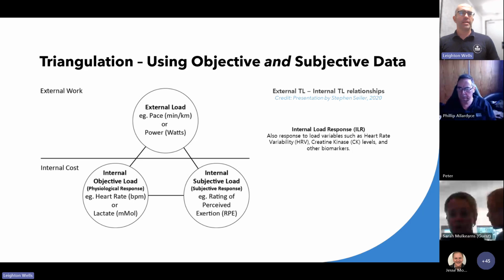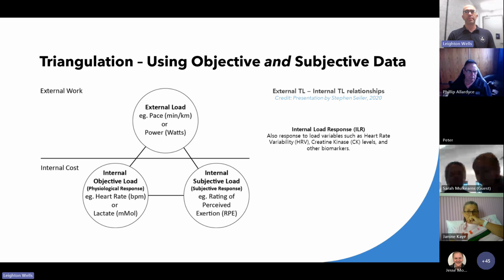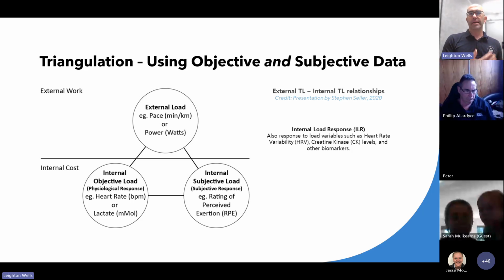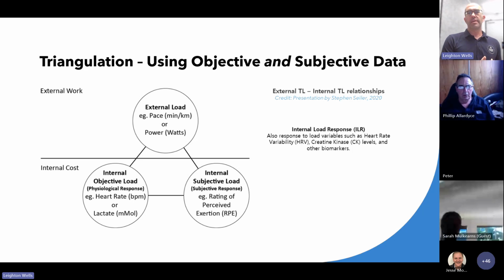I now want to draw your attention to another concept that was presented in a 2020 presentation in Oxford in the UK by Stephen Seiler. And this is a great way to orient both the athlete and also yourself to see this relationship of external work or external load having an internal cost. So external load in terms of pace and power has an internal cost both in terms of objective, heart rate and lactate as examples, and internal subjective costs, which is how the athlete feels they're going at that point in time during a workout, or rate of perceived exertion.